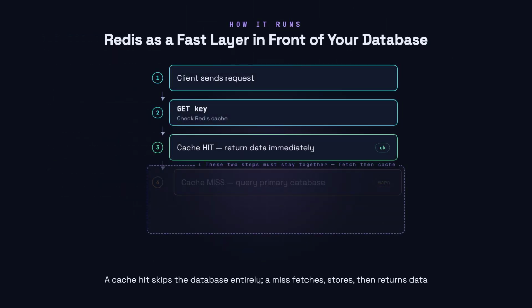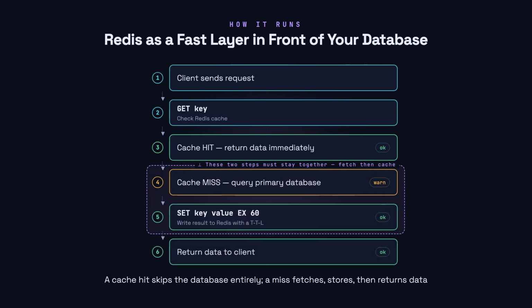Think of Redis as a fast lane sitting in front of your database. On a cache hit, the request never reaches your database at all. On a miss, you fetch from the database, write the result to Redis with a TTL, and return the data.